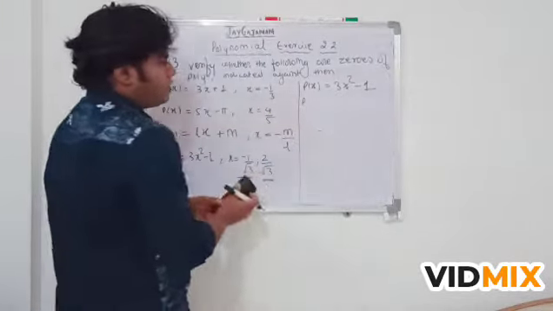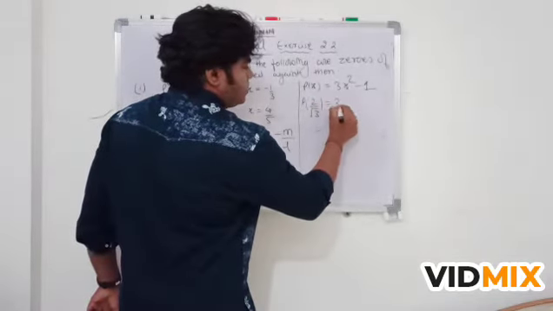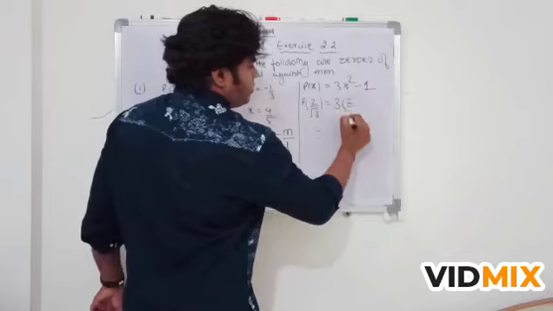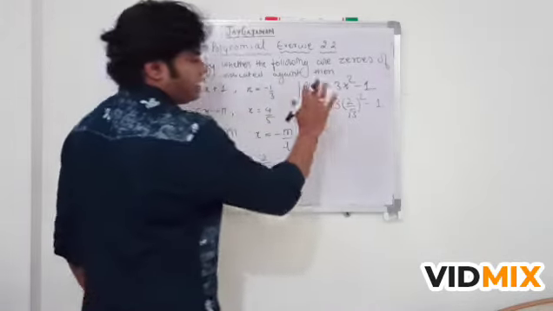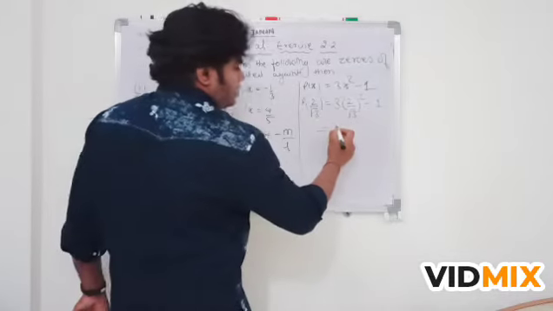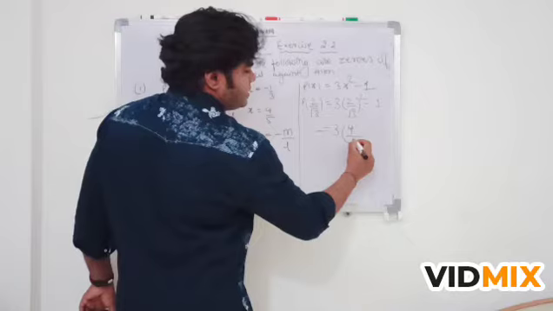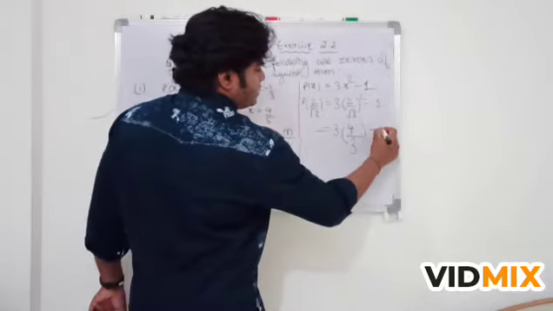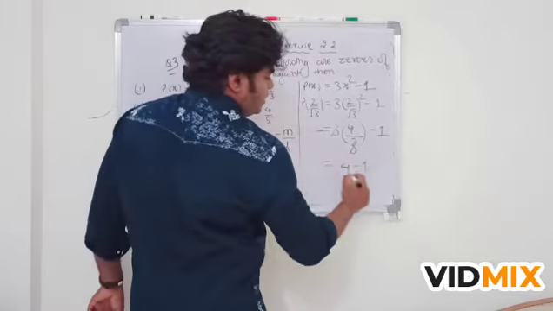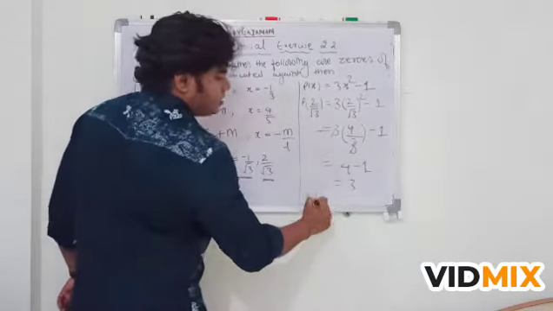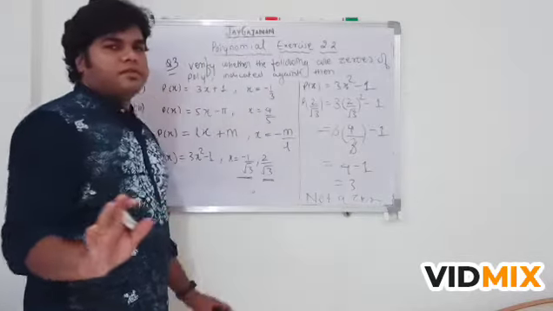Now for 2 by root 3. So p of 2 by root 3 is equal to 3 times 2 by root 3 whole square, minus 1. It is obvious just by looking that 0 is not going to come. Let us solve. 2 square is 4, root 3 square is 3, minus 1. 3 gets cancelled, 4 minus 1 is equal to 3. It is not a 0 of a polynomial, hence verified.